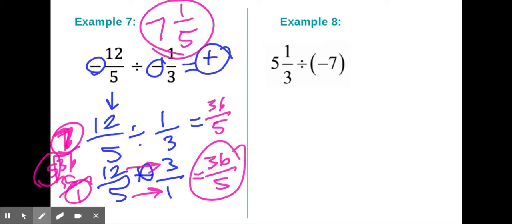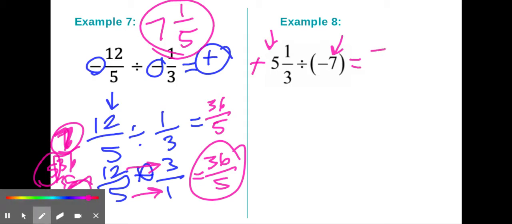Example 8, we have a mixed number that is positive, and we have a whole number that is negative. Anytime we're dividing, whether it's a positive divided by a negative or a negative divided by a positive, your answer is going to be negative.